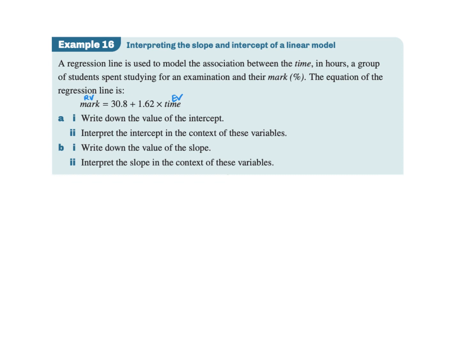At the moment, they're just asking you to write down the value of the intercept. So what is that? It's just a simple answer. Which one is the intercept? What number? 30.8. Yeah, 30.8. So remember, this is our A value and this is our B value, and the intercept is the A value. So if you are answering this, you just say 30.8.